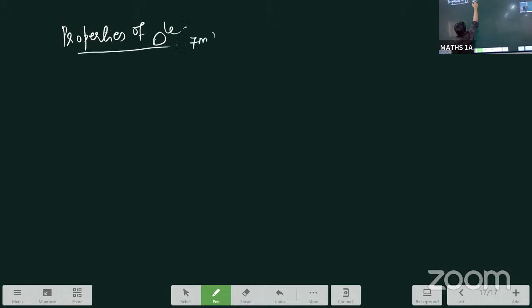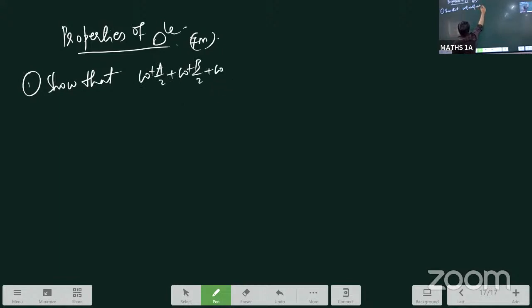Let us start with 7 mark, and whatever formulas I'm using, I will explain while teaching your 7 mark itself. Is it clear? All right. So first 7 mark, very, very important. Show that (cot A by 2 plus cot B by 2 plus cot C by 2) divided by (cot A plus cot B plus cot C). That is what we have to show.